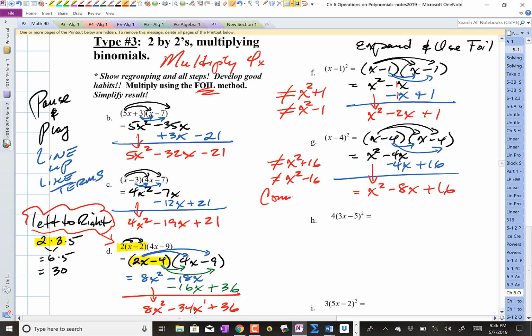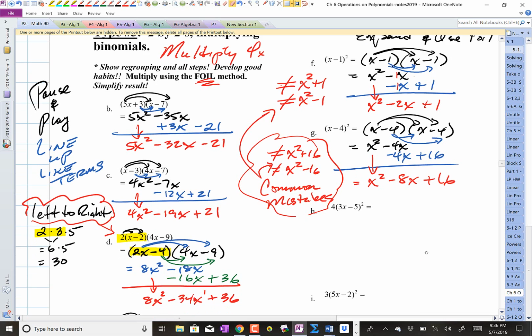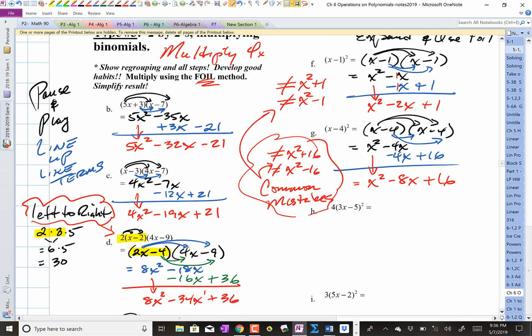This is a common mistake, and you should write this down. I see it all the time, all the way up to calculus. These are common mistakes. This is also a common mistake, and these are common mistakes. So be aware of them. Don't do it that way because they're not equivalent.